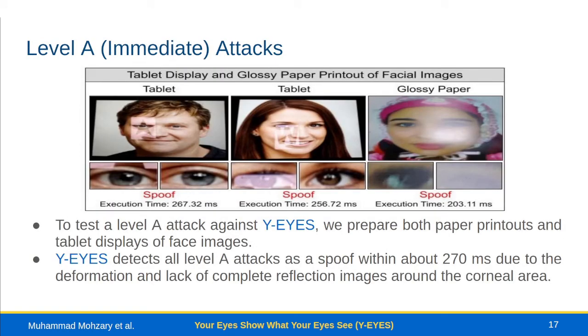Level A attacks. To test level A attacks against our method, we prepare both paper printouts and tablet displays of face images. We use Samsung Galaxy S9 and iPhone 11 cameras for the level A scenarios. Our method detects all level A attacks as spoof due to the deformation and lack of complete reflection images around the corneal area.